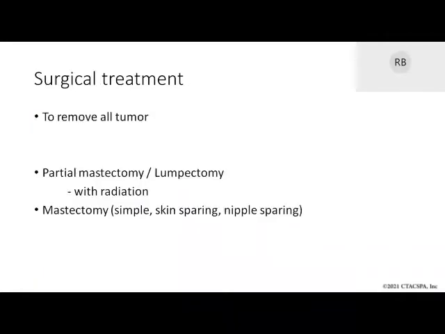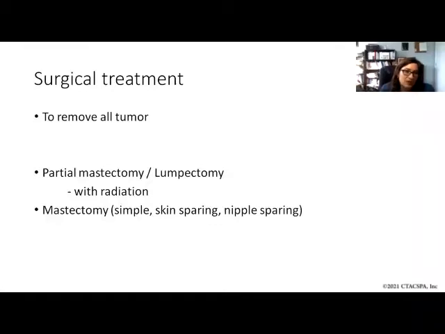The point of surgical treatment is to remove all the tumor. This can be done either with a partial mastectomy, which is also called a lumpectomy, same thing. And you add on radiation to that to make the recurrence rate equal to that of mastectomy. In mastectomy, you have 3 options. You can do a simple mastectomy, which is basically you remove the breast and close the skin and the patient will be flat. You can do a skin-sparing mastectomy, which is generally the nipple goes and the skin is spared as much as possible to allow for an underlying tissue expander reconstruction or an autologous flap reconstruction. And you can do a nipple-sparing mastectomy for patients who are good candidates.